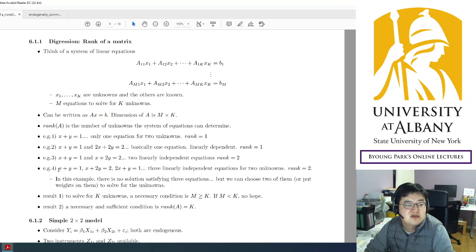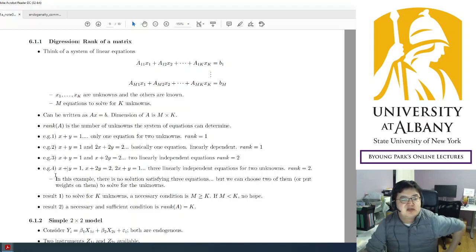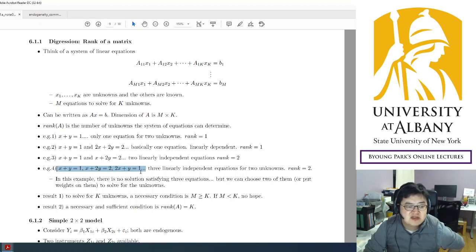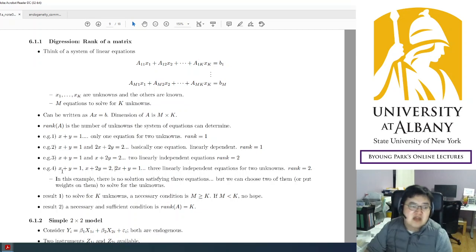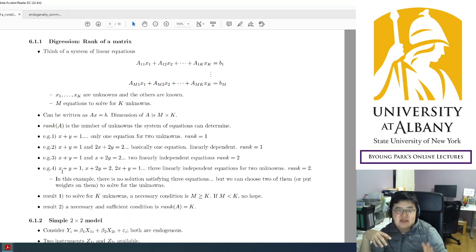And think about this. In this case, you have 3 equations but 2 unknowns. That means you have too many equations. The problem is, if you try to solve this system of equations, there is no solution that satisfies the 3 equations at the same time.